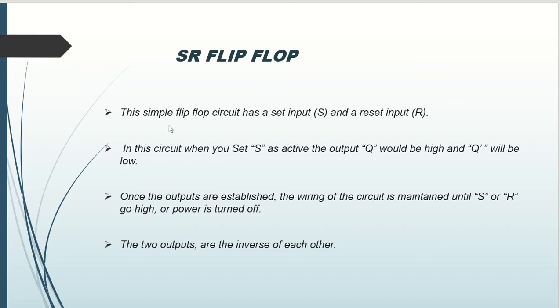SR flip-flop. This simple flip-flop circuit has set input S and reset input R. In this circuit, when you set S as active, the output Q would be high and the Q dash will be low. Once the outputs are established, the wiring of the circuit is maintained until S or R goes high or power is turned off. The two outputs are the inverse of each other.